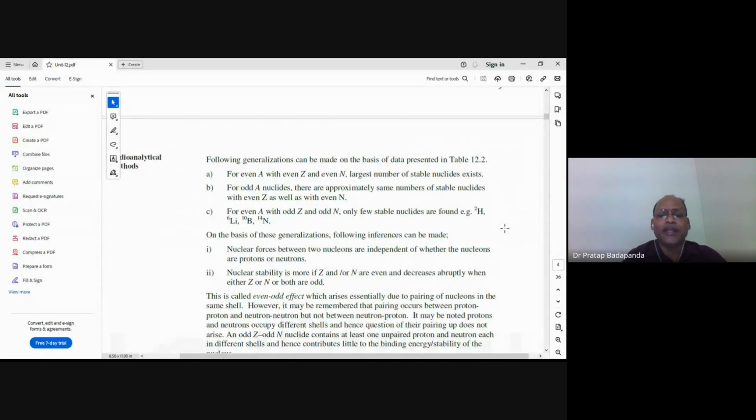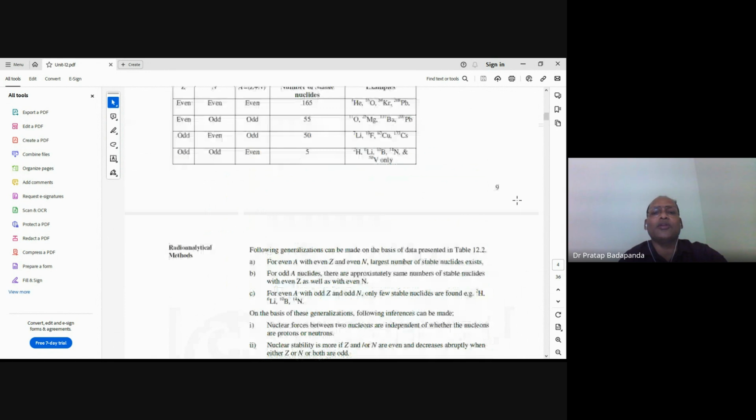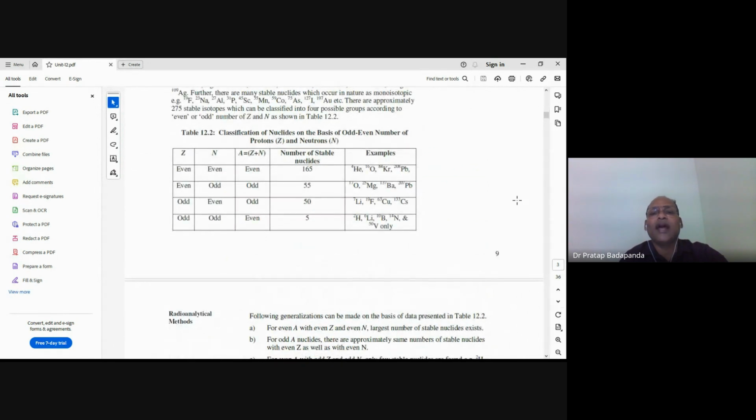So then that will come down. Radioanalytical methods: the following generalization can be made on the basis of the data presented in 12.2. For even A, even Z, and even N, the largest number of stable nuclides exist. So all are even, and in this case, with even Z and even N, the largest number of stable nuclides are there, 165.